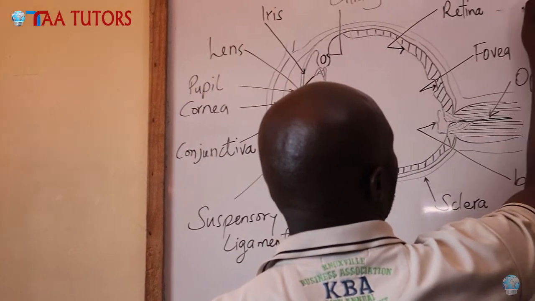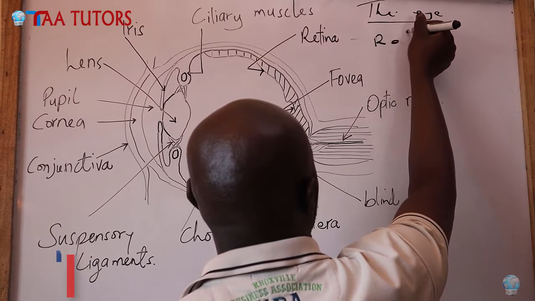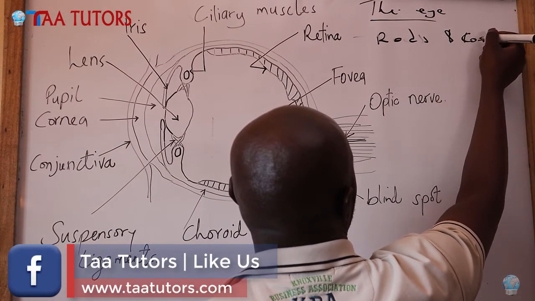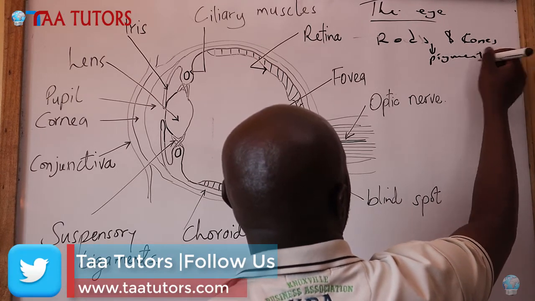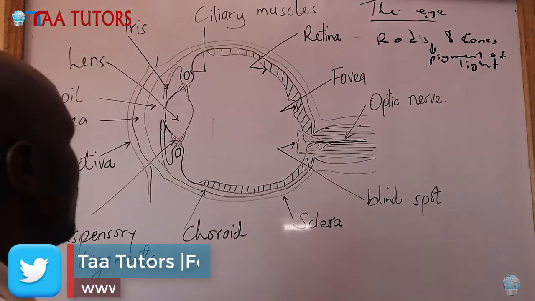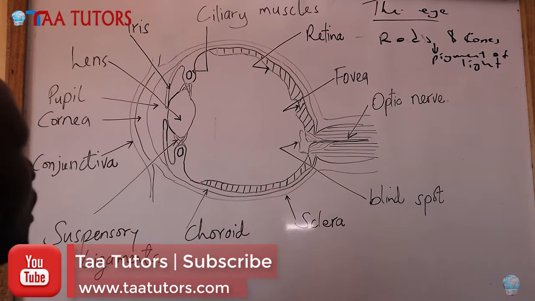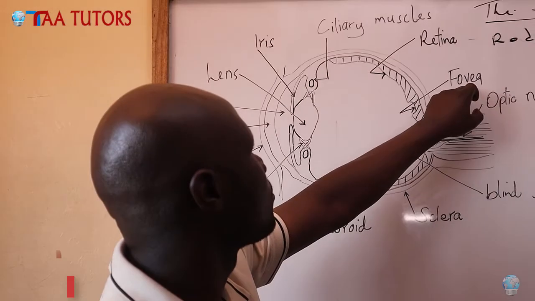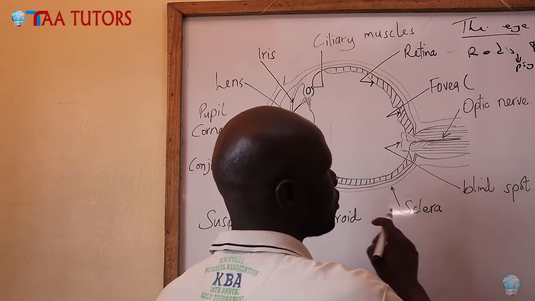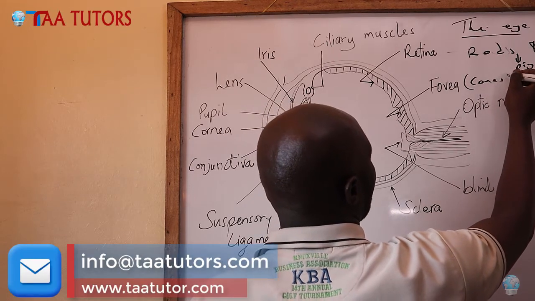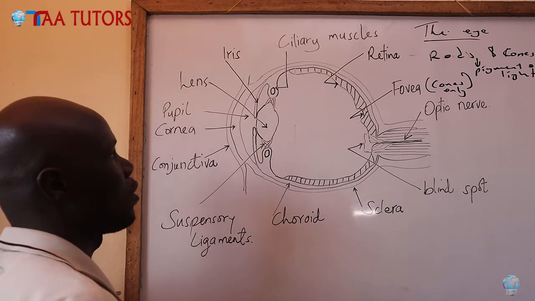We have what is called the rods. Rods are found in the retina. We call them rods and cones. These are light sensitive pigments. I want you to notice that in every part of the retina, we have those two pigments. But the only difference is that within the fovea, we have only cones concentrated there. There are no rods in the fovea, and I said the fovea is part of the retina. So you can say this one has cones only. The rods are missing.